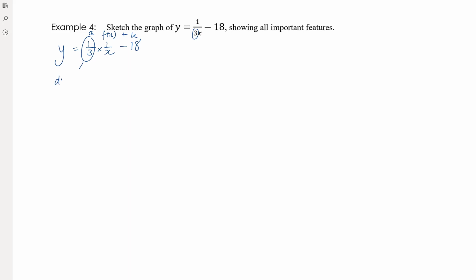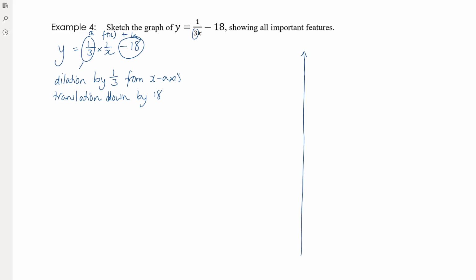So we've got our dilation by a factor of 1/3 from the x-axis, so the graph's going to get squashed down closer to the x-axis, and then we've got our translation down by 18 units. Okay. So my horizontal asymptote is going to be down at y equals negative 18, and we've got the dilation happening. So let's just think a little bit about those asymptotes. My vertical asymptote's not moving anywhere. My horizontal asymptote is going to be quite low down, so I'm going to draw my x-axis quite high up. Okay, so y equals negative 18.